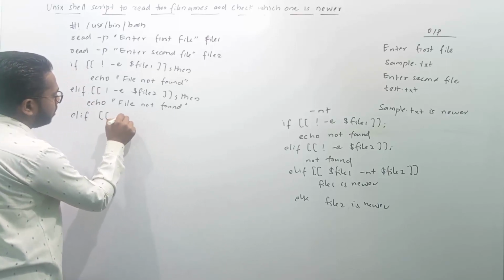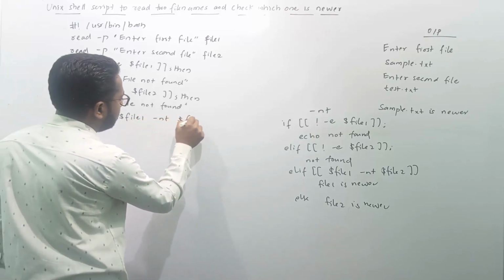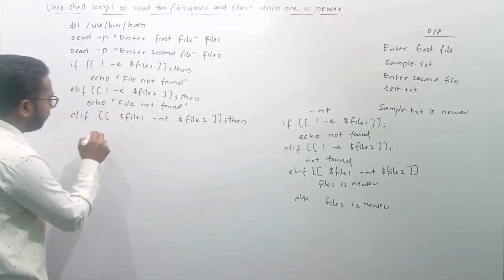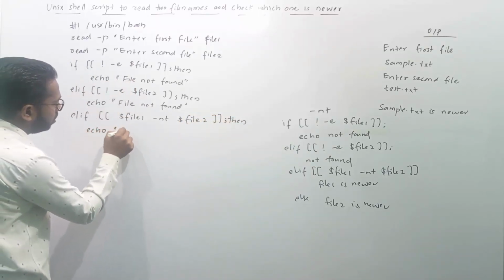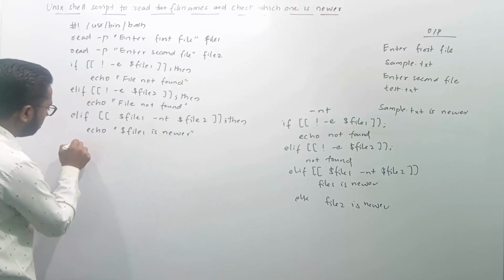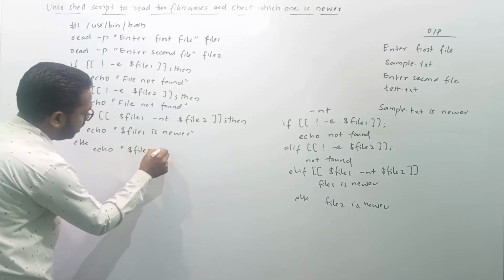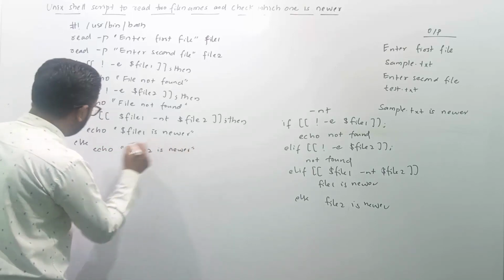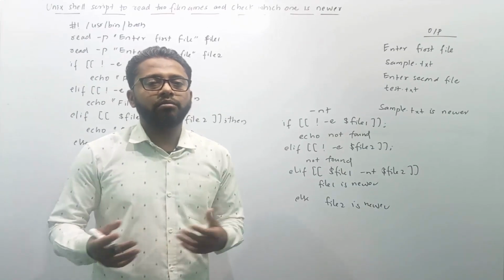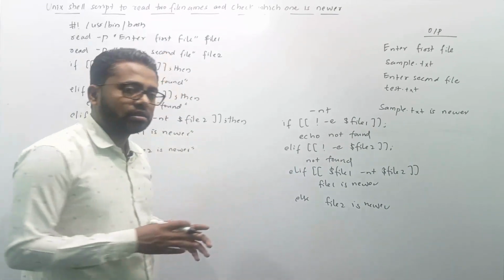If $file1 is newer than $file2, then echo $file1 is newer, else echo $file2 is newer, then end if. This is a very simple program where we are making a comparison between two files to decide which one is newer. I hope you guys have understood this simple program.